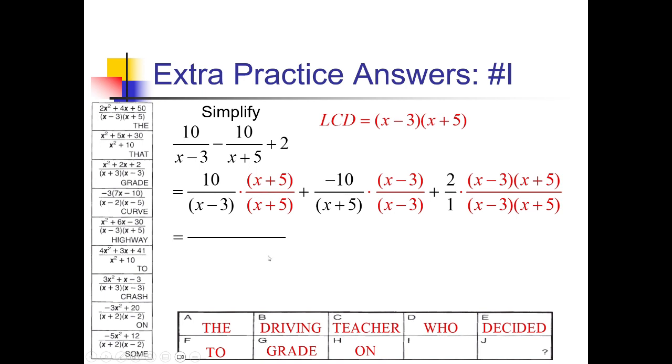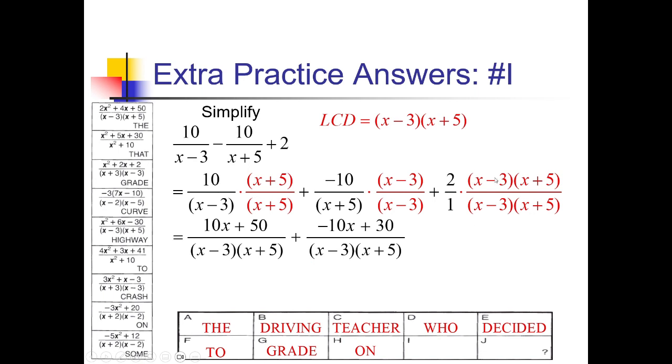So we've got our first fraction, 10 being distributed here, so that's 10x plus 50 with the LCD, x minus 3, x plus 5 down there. Next fraction, we've got negative 10 being distributed to x minus 3, so negative 10x, and then negative times a negative is a positive 30, all of that over the LCD.